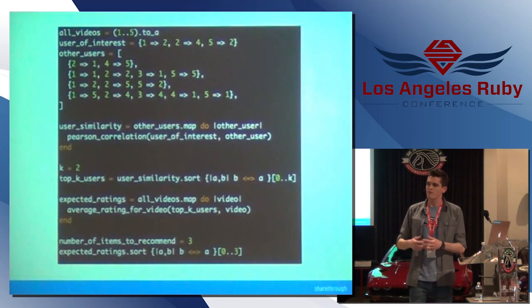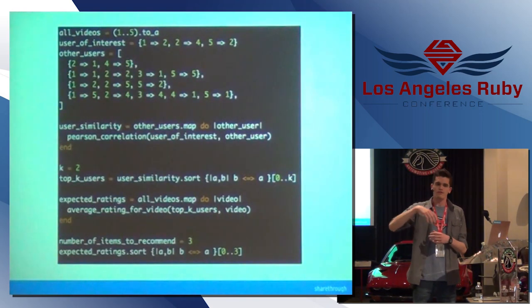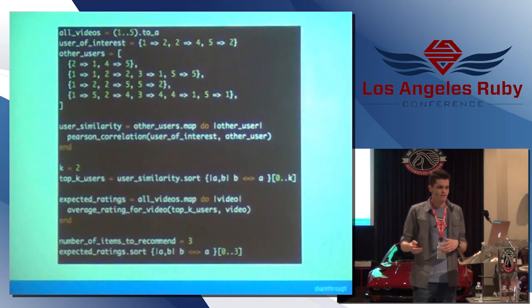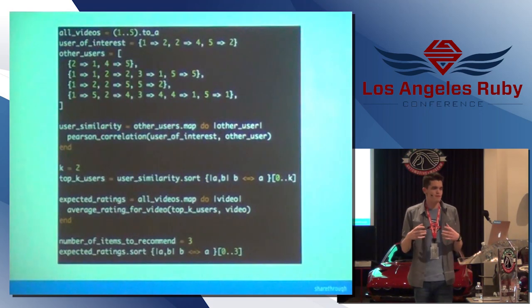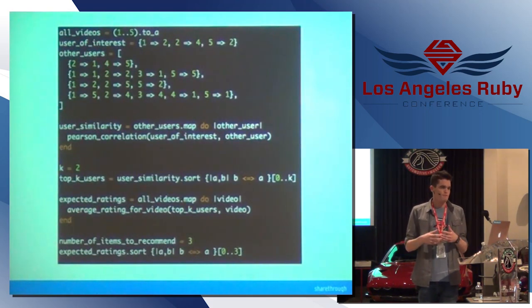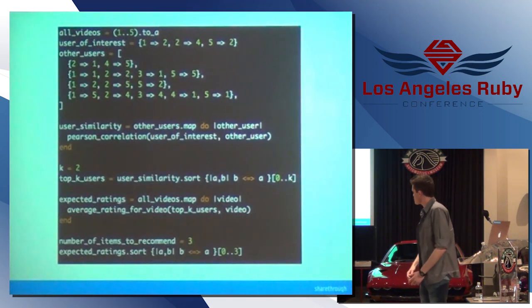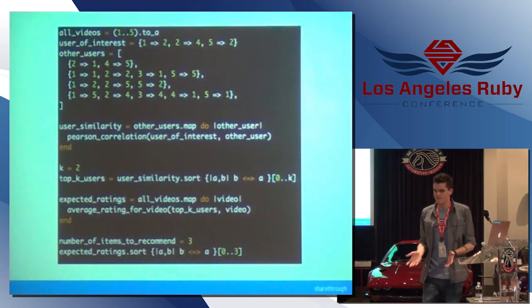So now that we know the correlation between every single user, we know like user A and user B are correlated with, let's say, 0.5. And user A and user C are correlated with, let's say, 0.3. Right? All we're going to do is we're just going to take the top k users, and we're going to pull them out. And that gives us a variable top k users. And then it's actually very, very simple.